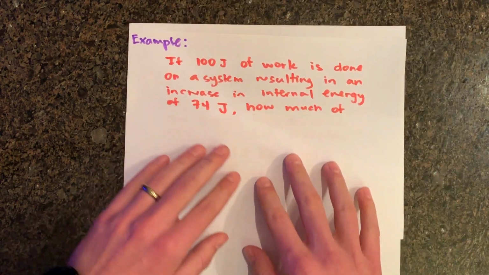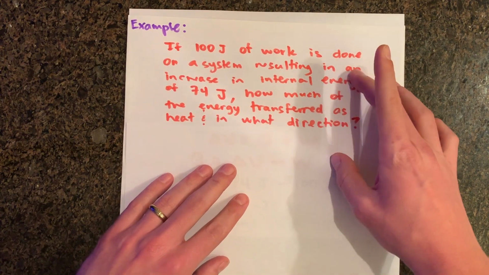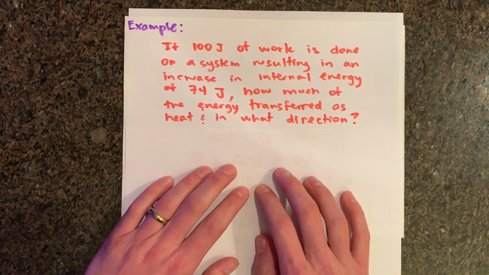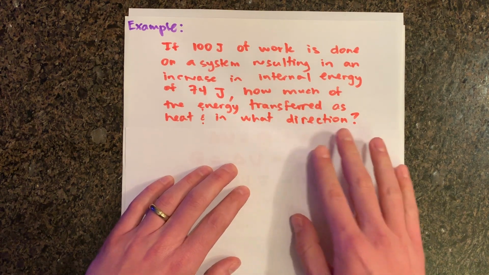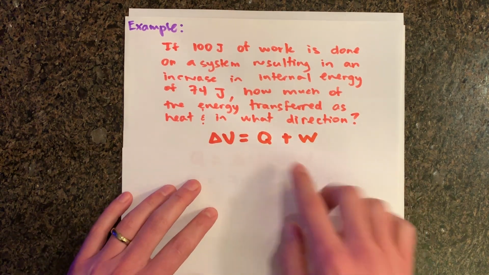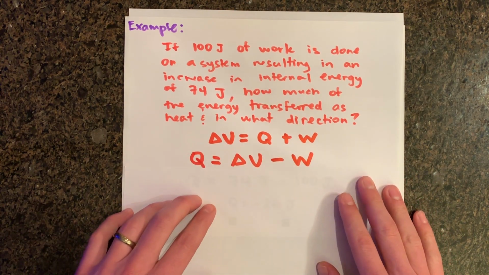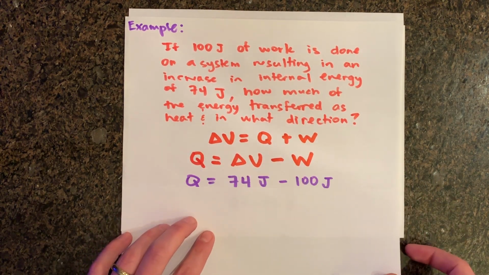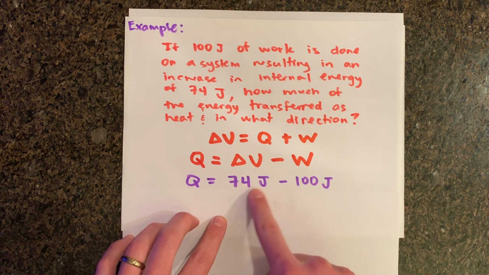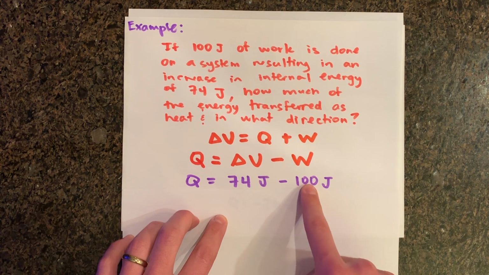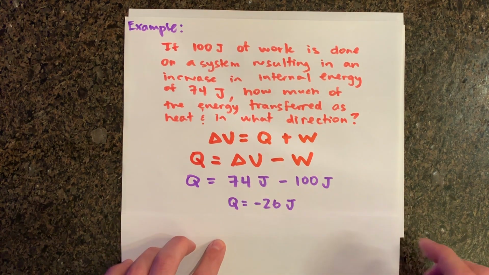For example, if 100 joules of compression work is done in a system, and as a result, the internal energy of that system increases by 74 joules, how much of the energy is transferred as heat, and in which direction? Let's take our equation and rearrange to solve for Q, which will be delta U minus W. We can then plug in positive 74 joules for delta U since internal energy increases, and positive 100 joules for work since work is being done on the system, and we should get negative 26 joules for heat.